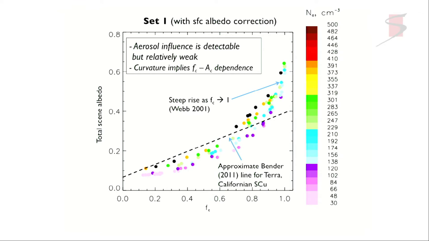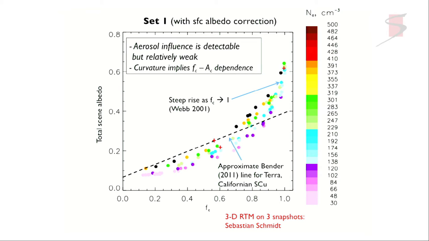And here is our scattering of points in scene albedo versus cloud fraction, and you see the generally increasing relationship over here, and you see a separation of the colors to some extent. Here is the Twomey effect, if you like. Here is the influence of the aerosol. By the way, the fact that we have curvature here implies that we have a relationship between the cloud fraction and the cloud albedo, so they're not independent of one another. It's a relatively weak aerosol influence, though, I would say.